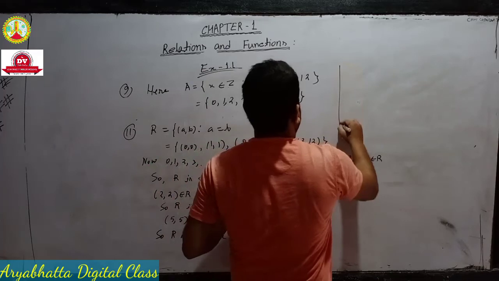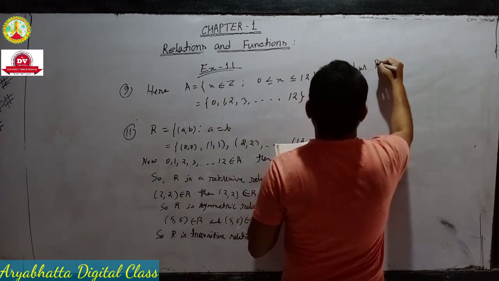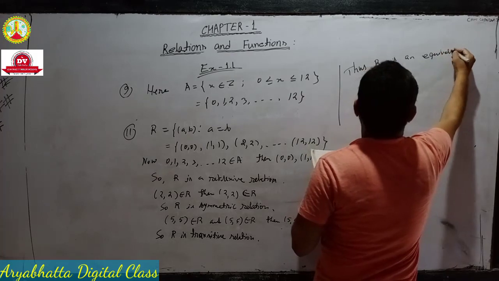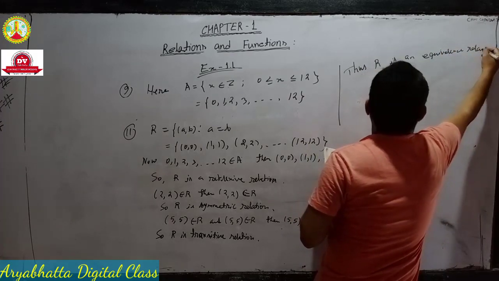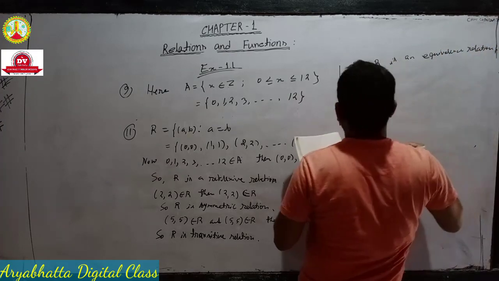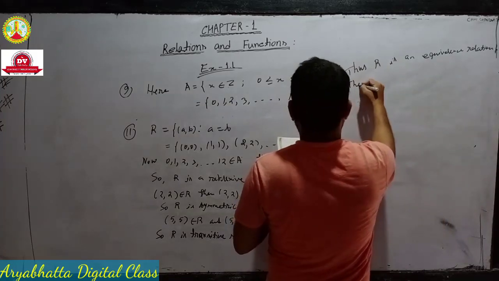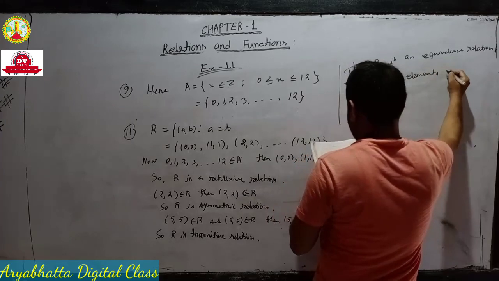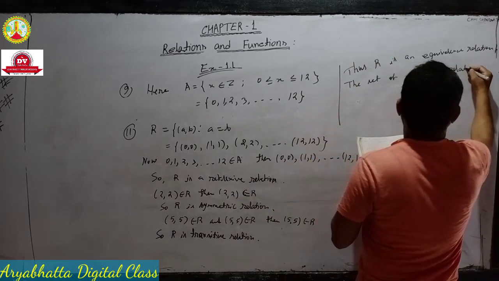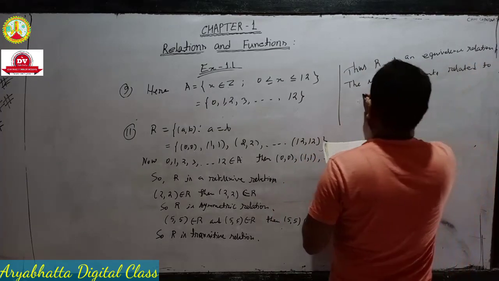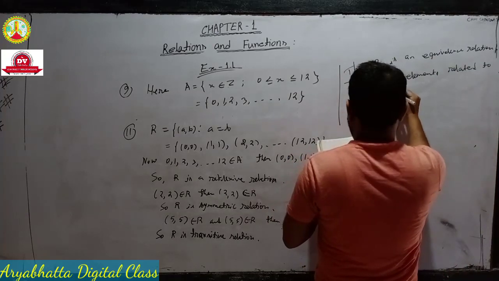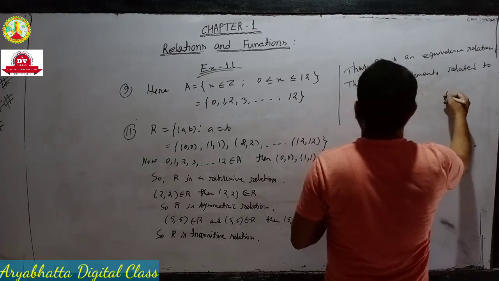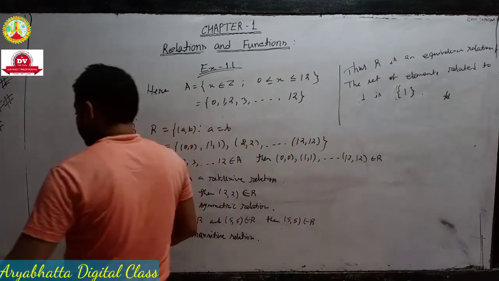Thus, R is an equivalence relation. The set of elements related to one is {1}. This is the required answer. Thank you.